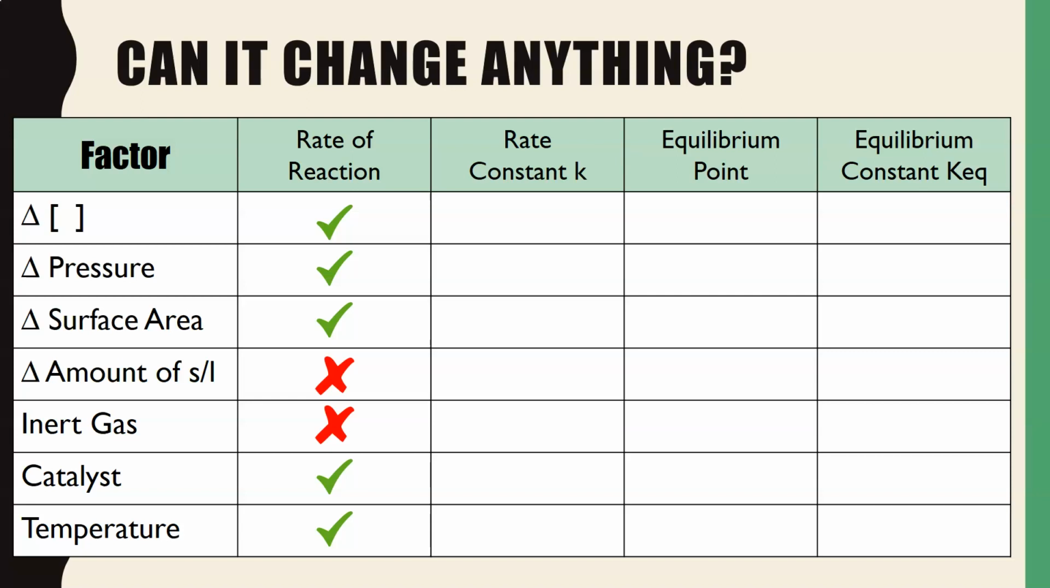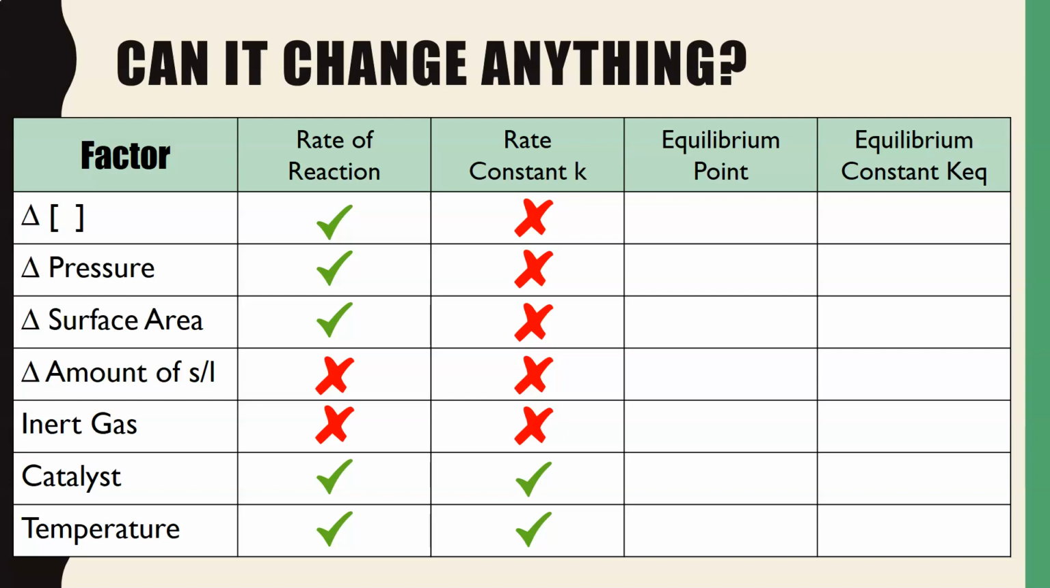Now, changing the rate constant itself. Remember, there's not as many things that do that. Concentration change? Nope. Pressure change? Nope. Surface area? Amount? An inert gas? Nope, nope, nope, nope, nope. The only things that will give you a new k value for your rate constant are a catalyst, because it's actually changing the way the reaction takes place, and the temperature change.